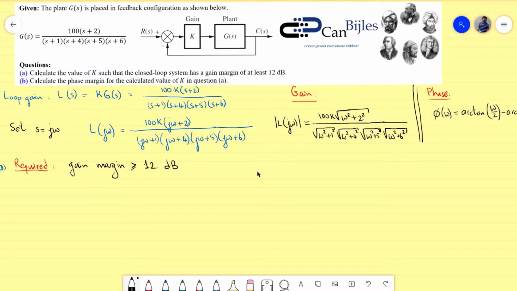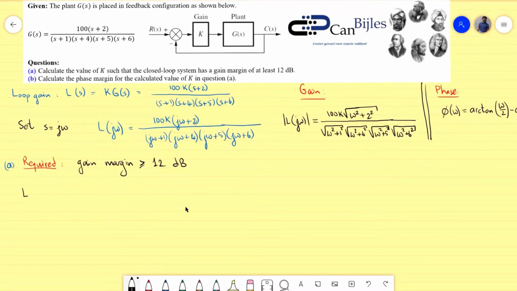We can of course convert this to factors. So that means the following. If I have the loop transfer function L, and if I take the magnitude of that, so that's this expression, the gain, and I look at the gain margin frequency, that value must be equal to minus 12 dB.